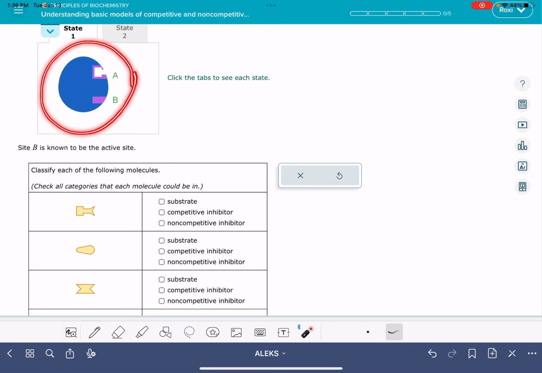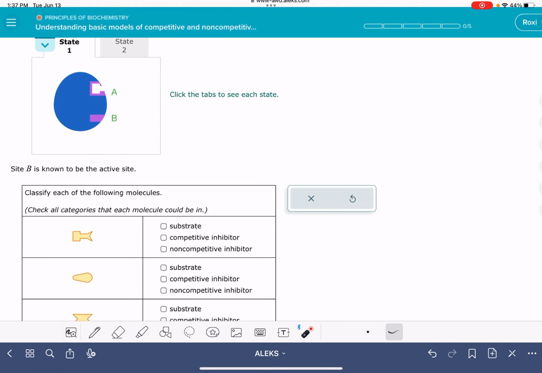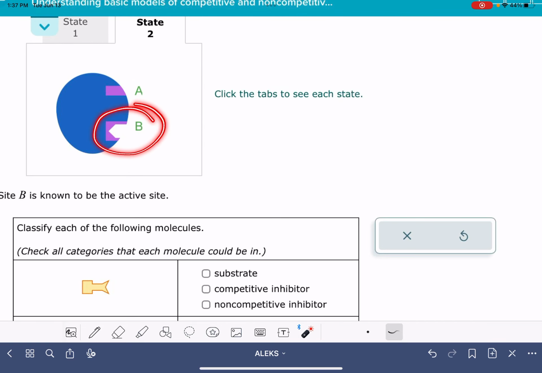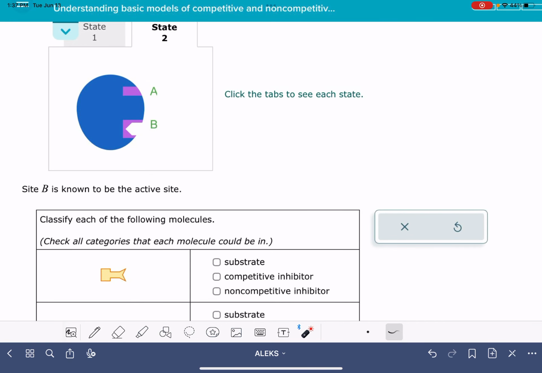It's going to give you a picture of an enzyme that has two sites on it, and you're able to toggle between state 1 and state 2 to get a closer look at each site. So this view is showing us site A. And then if we scroll over to state 2, that gives us a better picture of site B. And it's telling us in this problem that site B is known to be the active site.